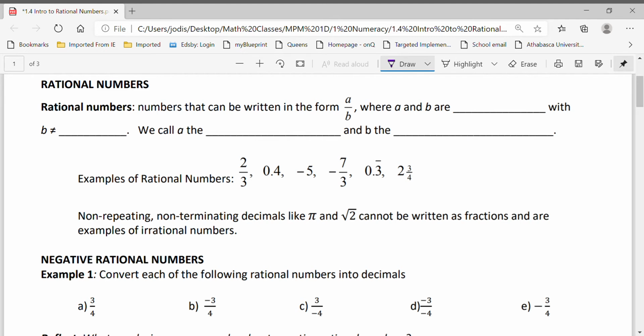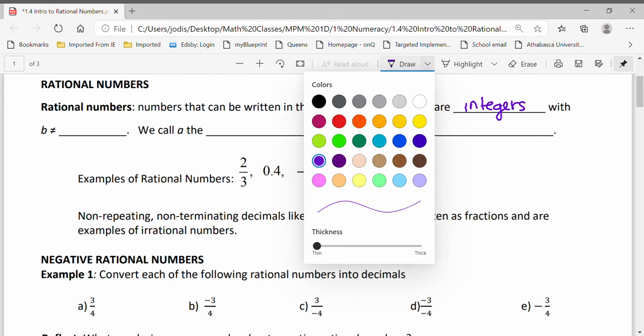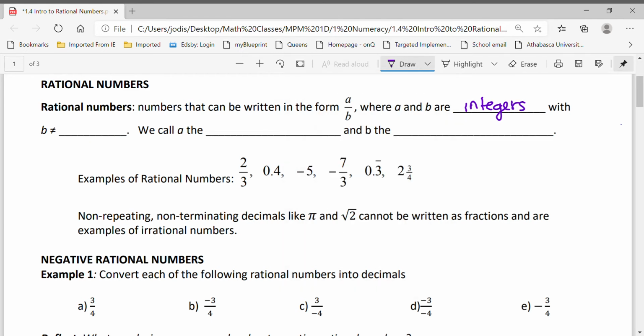Well, they're numbers that can be written in the form of A over B, so like in a fraction, where A and B are integers. B cannot equal 0 because we can never have 0 as a denominator, otherwise we get an undefined number. We call A the numerator and B the denominator.